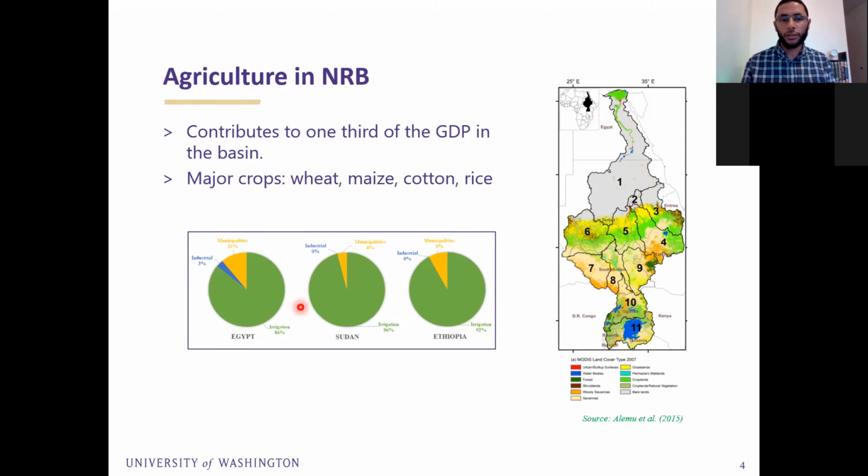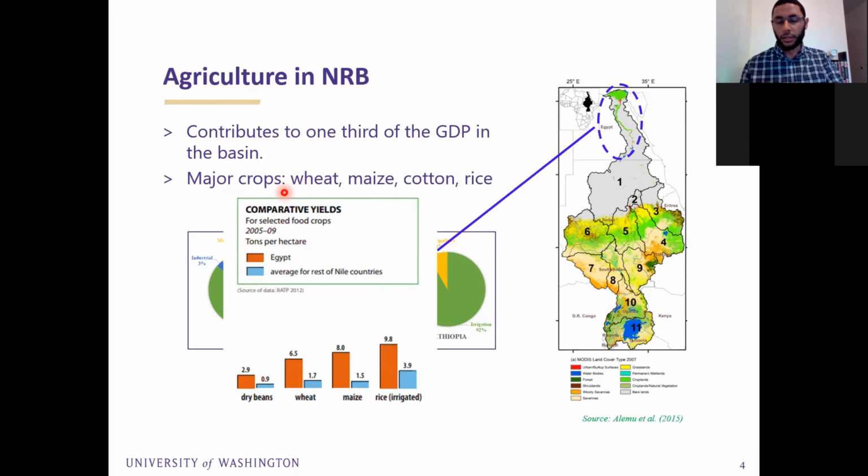And the chart here is showing for the three countries, Egypt, Sudan, and Ethiopia, how much of the water is used for different sectors. We can see that more than 85% of the water in the three countries is used for irrigation. And agriculture is very important for the economy of the three countries. It's one third of the GDP, the gross domestic product, in the Nile Basin. The major crops here are wheat, maize, cotton, and rice.